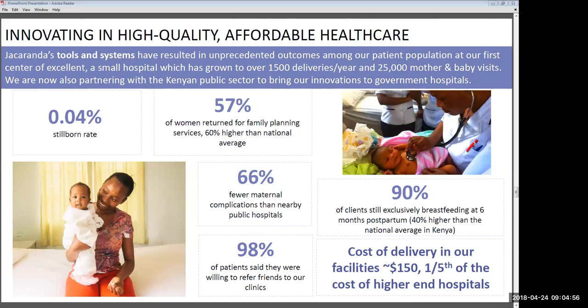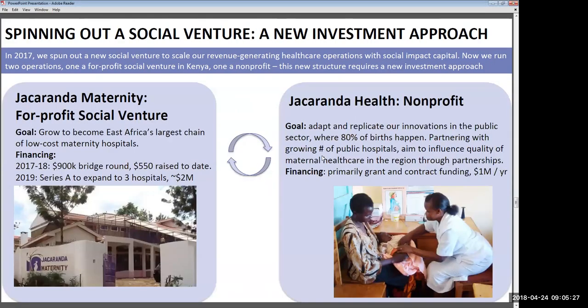So that's an exciting work stream, but as you can imagine, it's very different than scaling a for-profit chain of hospitals. And so about a year ago, the first hospital was getting closer to breaking even, and we saw light at the end of the tunnel in terms of profitability, which was the big barrier to bringing on investment capital. And also the fact that the public partnerships, nonprofit side of our operation was really taking off. We realized that it would be smart to separate those two work streams out into different organizations.